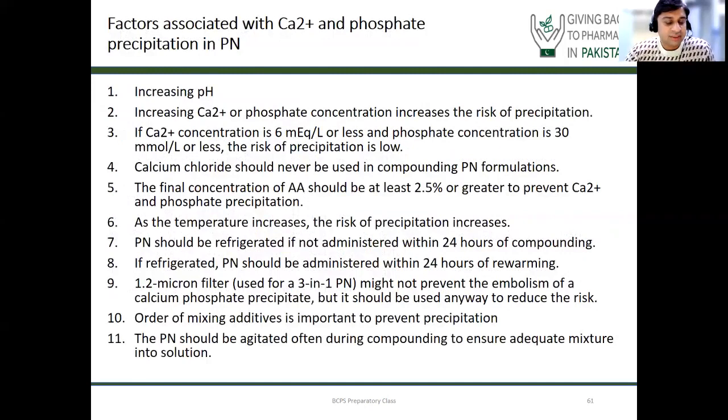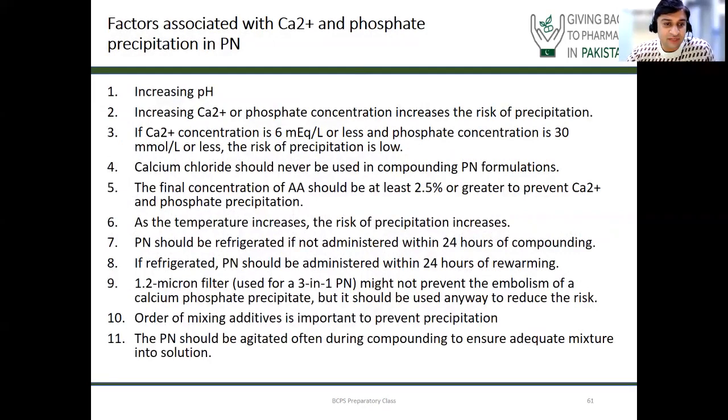There are some factors which need to be considered in order to reduce the calcium and phosphate precipitation. As we discussed, increase the pH towards basic. The low pH destabilizes the lipids, and it can cause the precipitation.